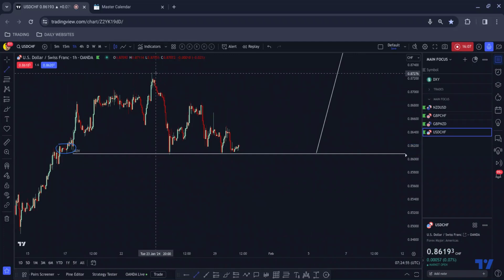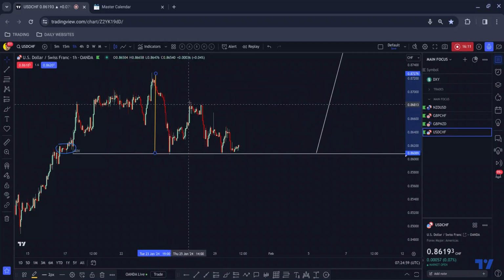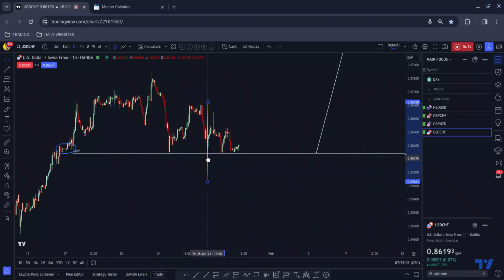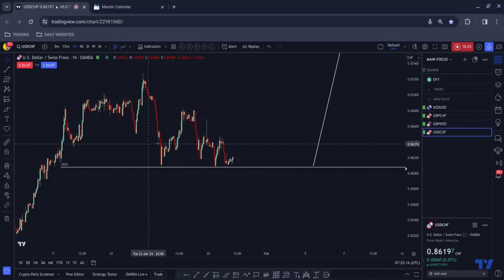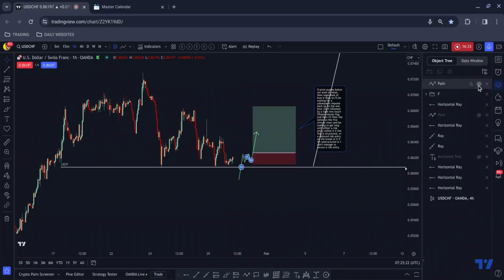If we just measure this and assume that this is an impulse correction continuation, okay, we may push a little bit lower, which may take us into that area. Okay, so I'm mindful of that as well. So that is why on this pair specifically, because we've already tapped into the area and price did not find enough liquidity to send it to the upside, in this instance I will be waiting specifically for a break below, okay, not just to tap in.